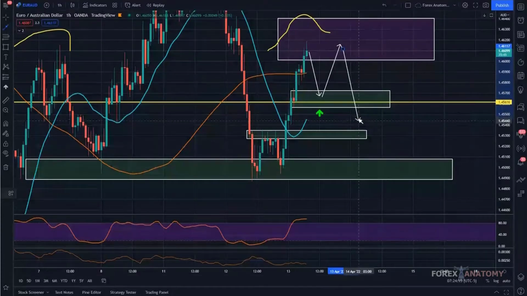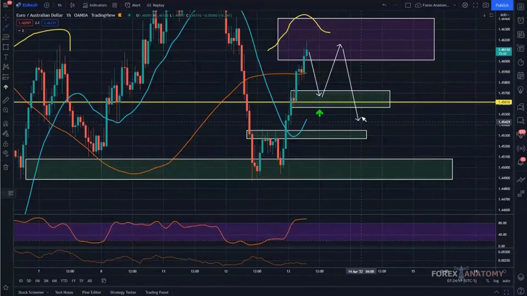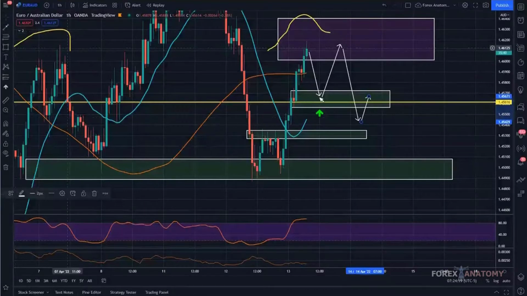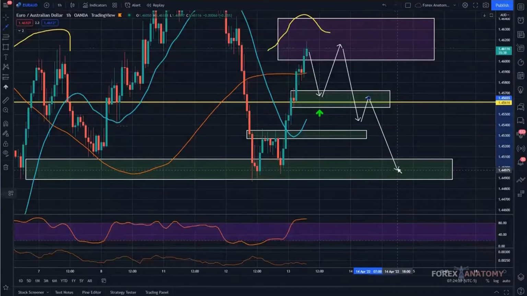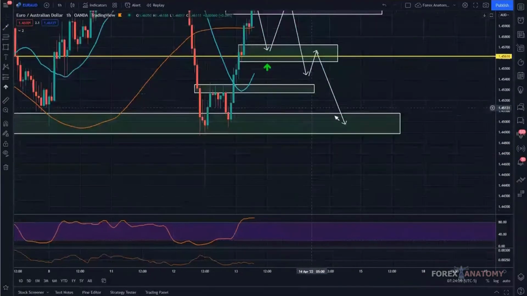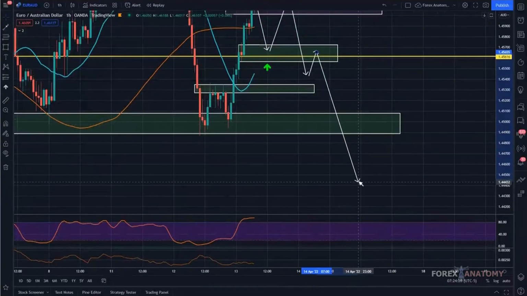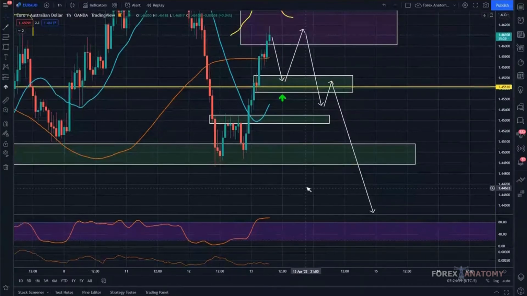Push down, then come back, and then push lower into this area. And we could potentially even hold off for an even longer extended move. But we'll touch on that later.